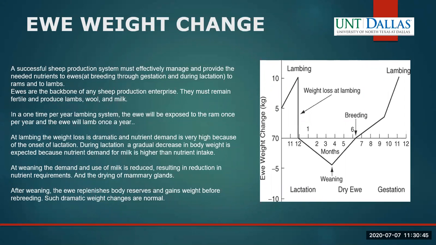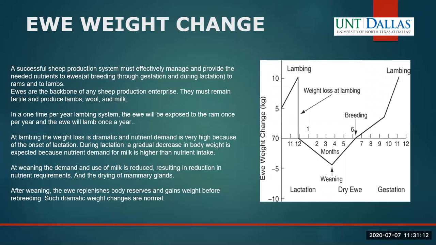In a one-time per year lambing system, the ewe will be exposed to the ram once per year and the ewe will lamb once a year. At lambing, the weight loss is dramatic and nutrient demand is very high because of the onset of lactation. During lactation, a gradual decrease in body weight is expected because the nutrient demand for milk is higher than the nutrient intake.